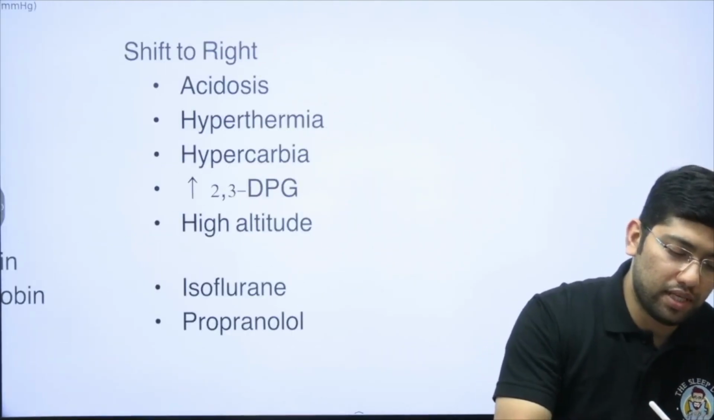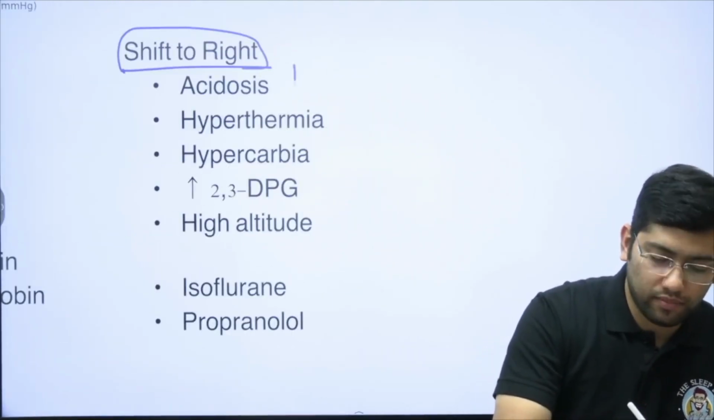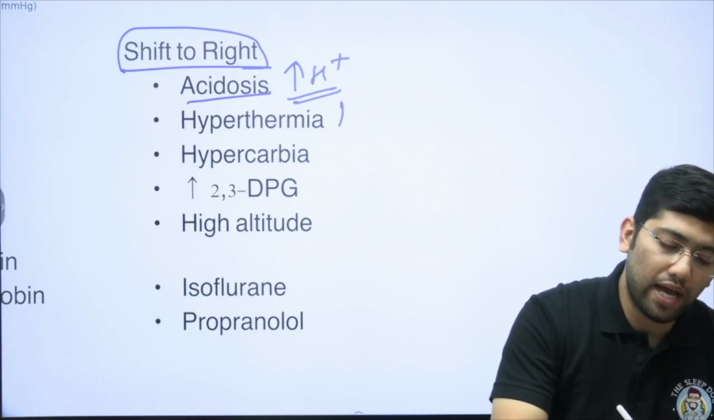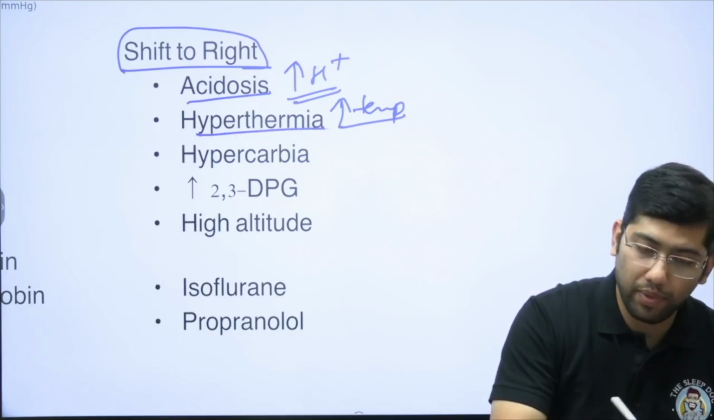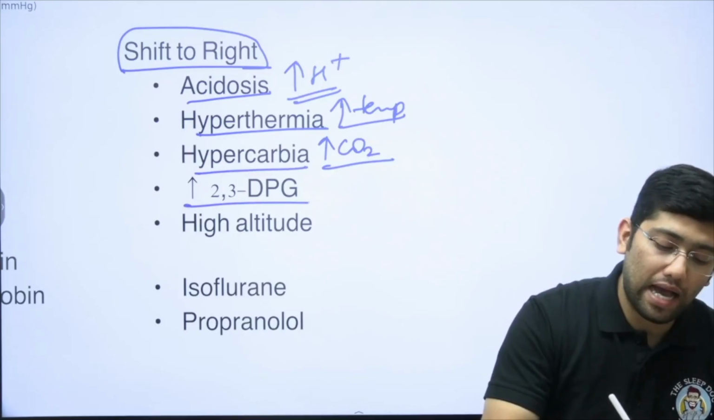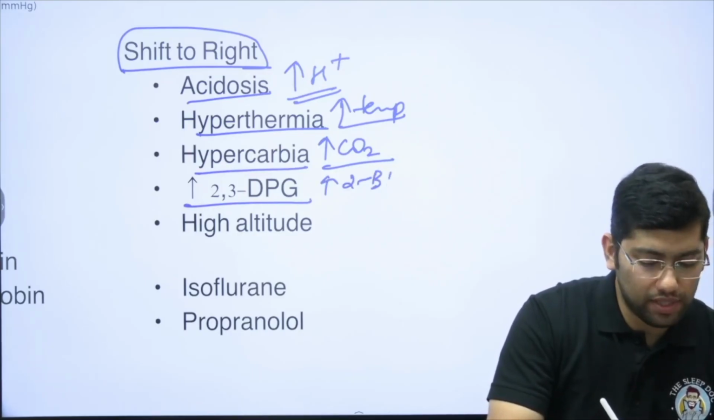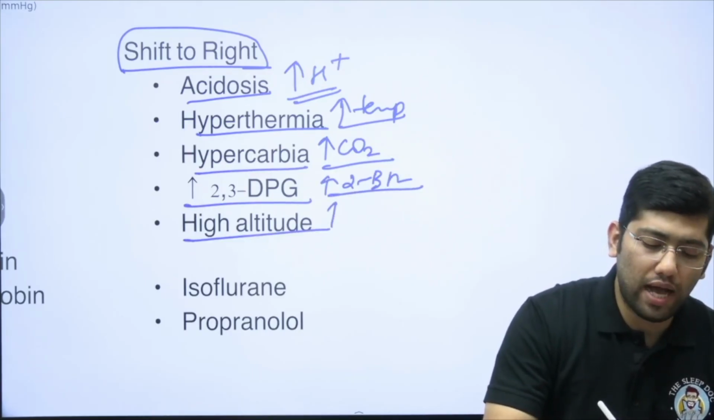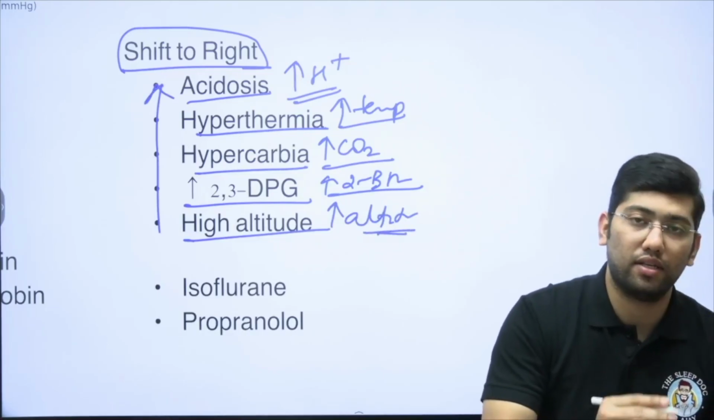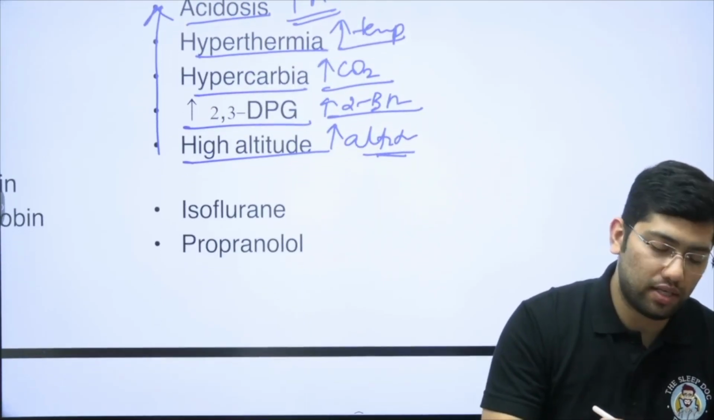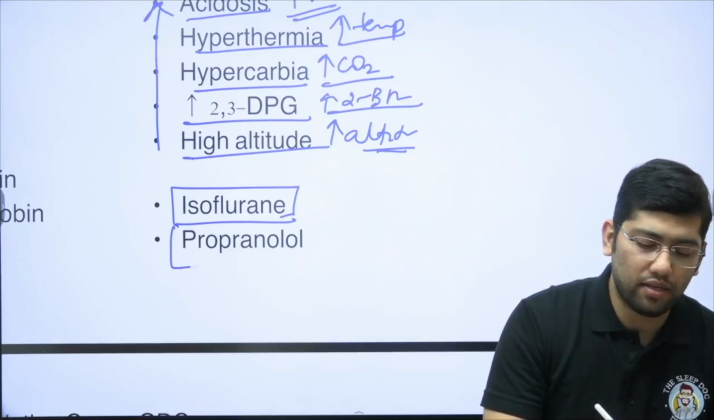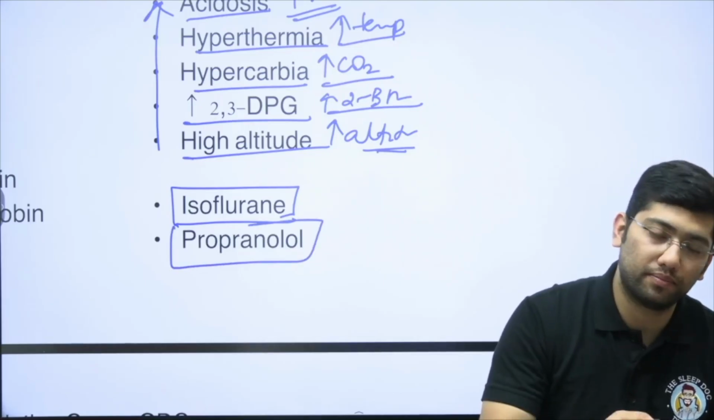So now, shift to right. High hydrogen ion concentration, which is acidosis. High temperature, which is hyperthermia. High carbon dioxide, which is hypercarbia, and high 2,3 DPG levels, and also high altitude. So everything was high, causing the shift to the right.